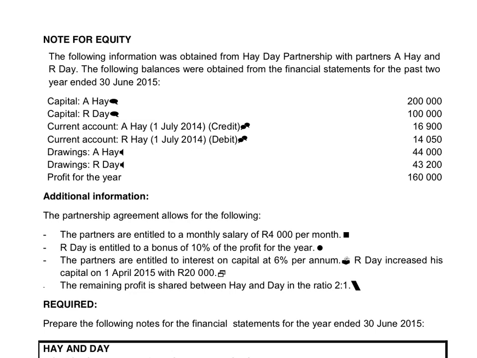Now, if we look at the capital given at the end of the year, one of the partners increased his capital on 1 April 2015 with 20,000 Rand. So Day's capital balance at the end of the year is 100,000 after the increase of 20,000. Therefore, his opening balance must be 80,000. Hay did not increase his capital, so the opening balance and the closing balance will be 200,000.